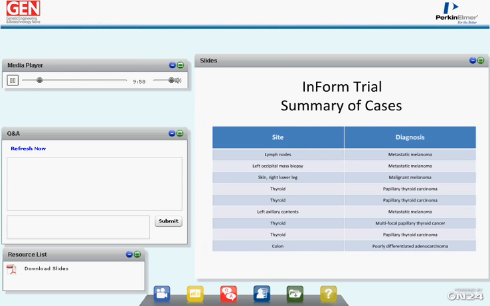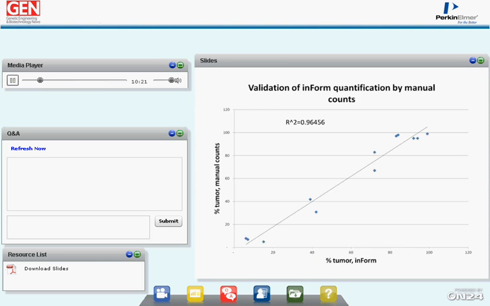The first thing we did in this study was to just take a series of cases where we had allele frequencies across a range of different tumors and compared Inform to a manual gold standard method where we took field of view and counted the cells one by one, a painstaking process that one of my residents and I took. And in that analysis, we saw that the ability of Inform to measure the abundance of tumor correlated very nicely with manual counting, with a linear regression of about 0.96.